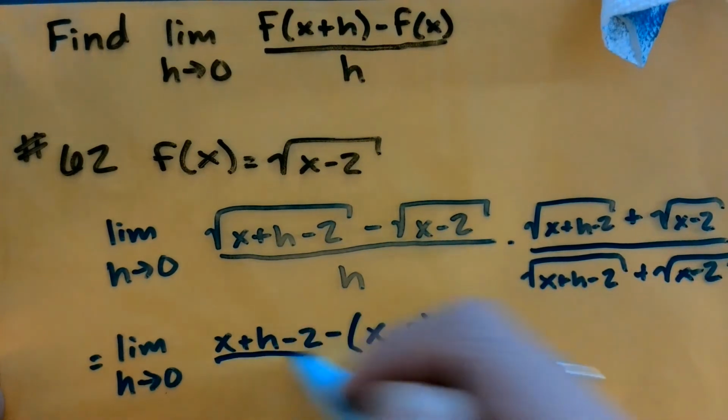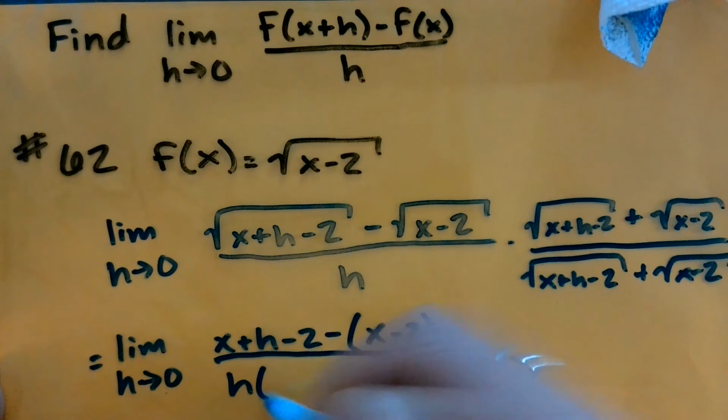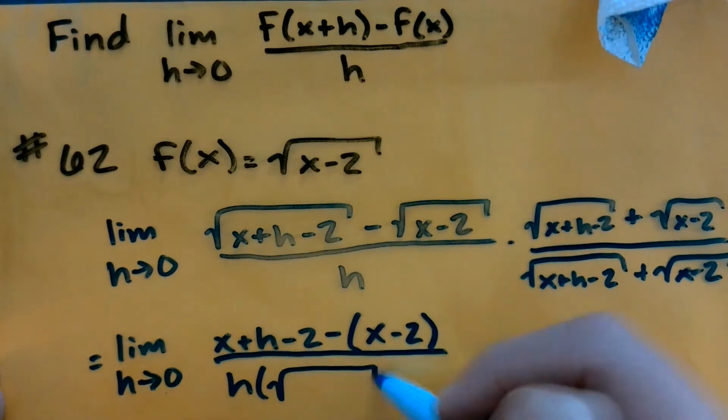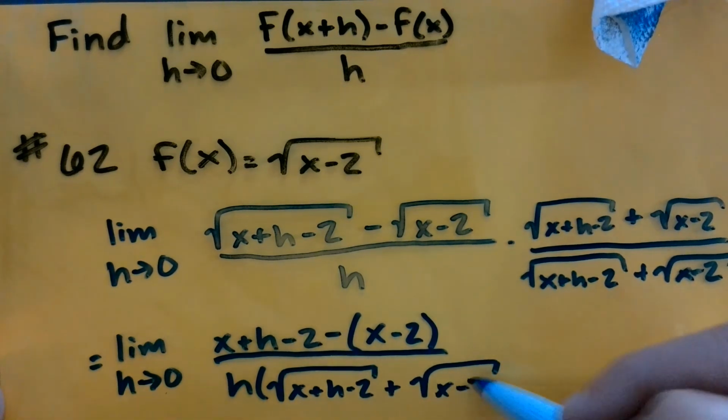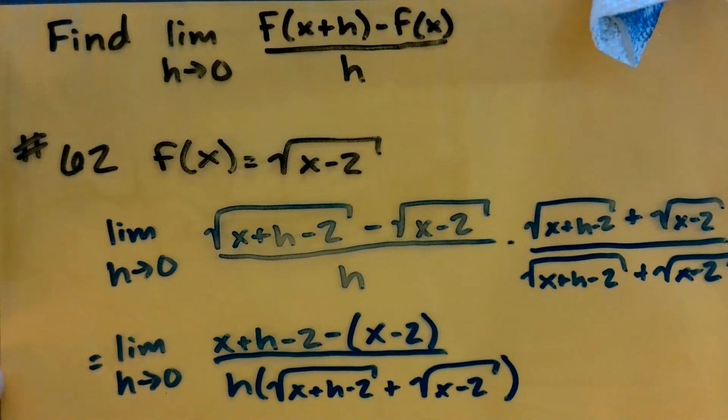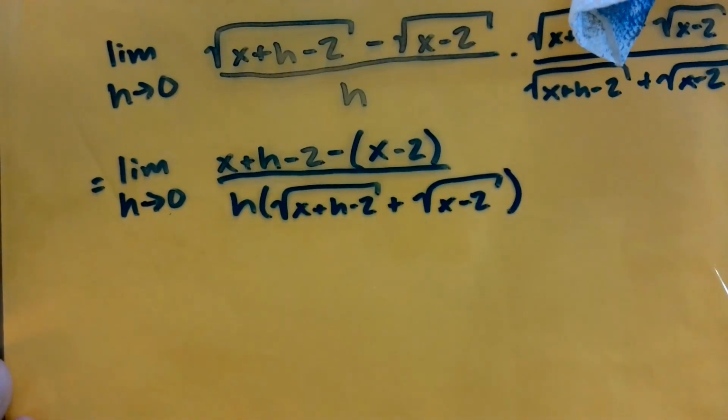And then the denominator, just like we have in the past, we're going to mock multiply, where we have that x plus h minus 2 plus radical x minus 2, all in parentheses. So don't actually multiply that out, because that is going to take you a lot longer and it will not be fun.